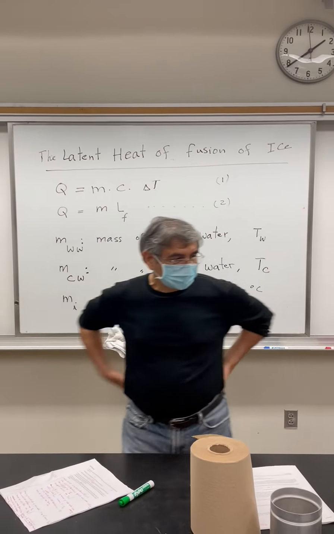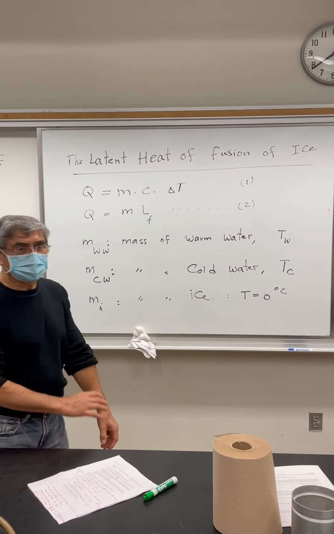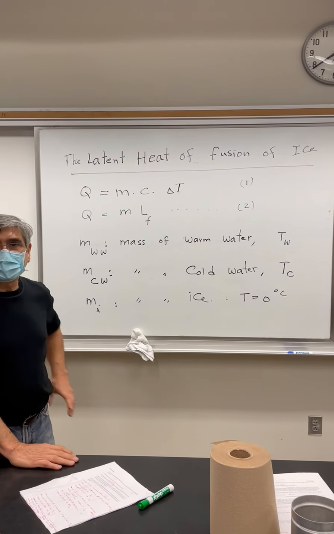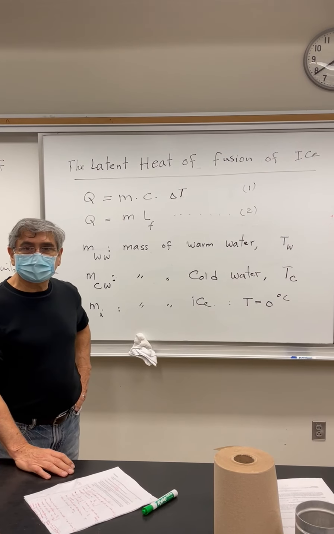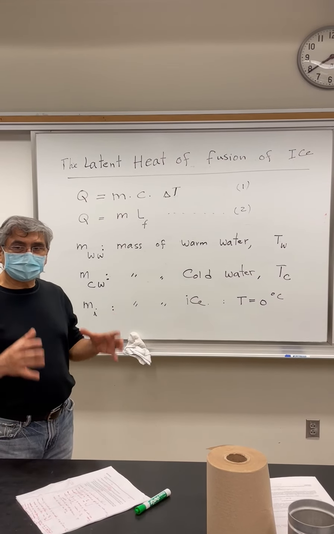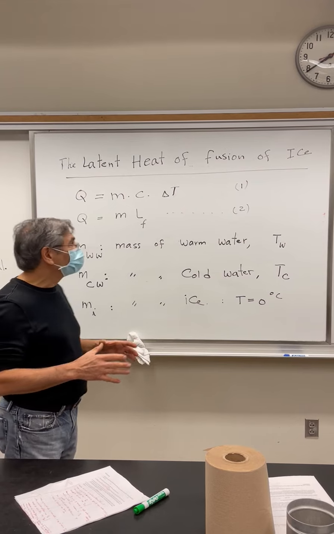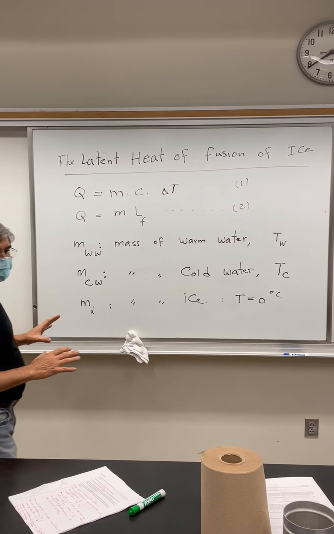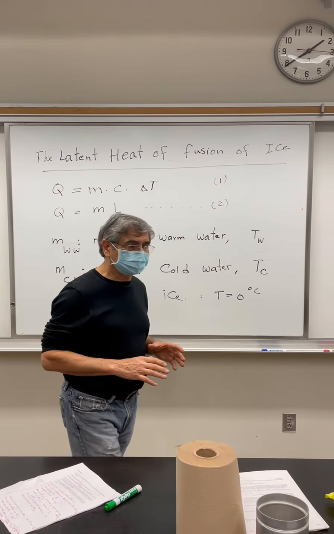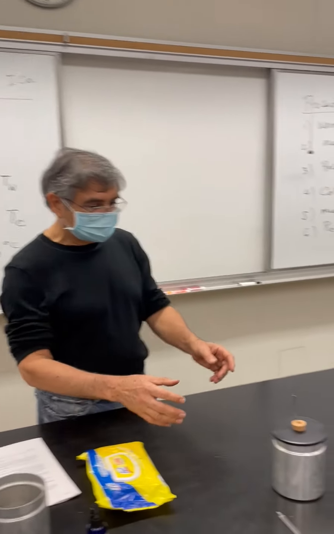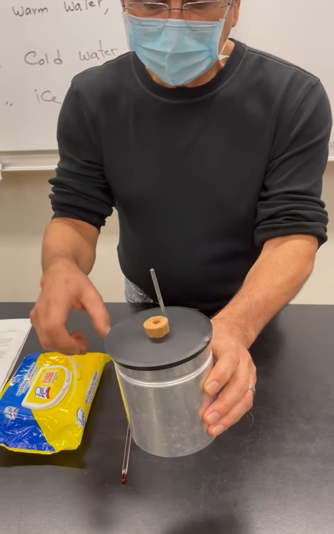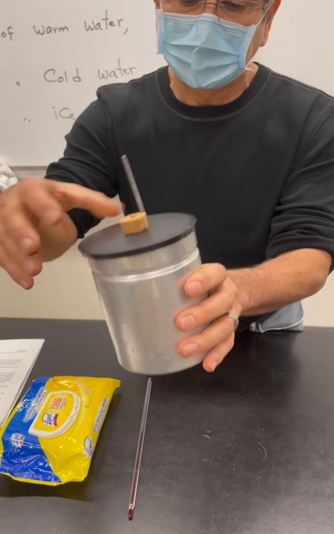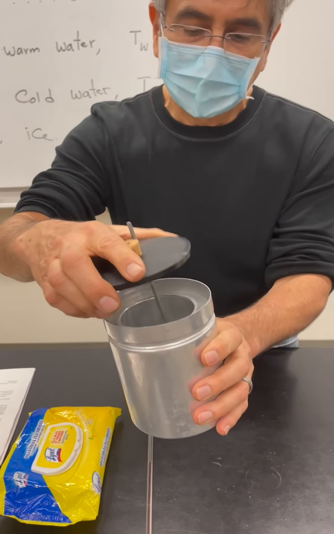Hello everybody. Today we are going to talk about how to determine the latent heat of fusion of ice. This experiment is composed of two parts. But before I talk about the procedure and what we are going to do, I want to show you what we have in here. So we have a calorimeter. It's kind of very primitive.